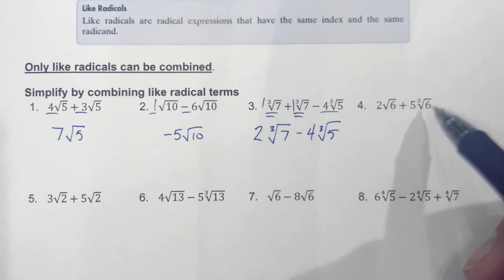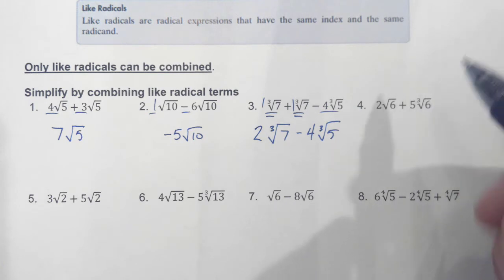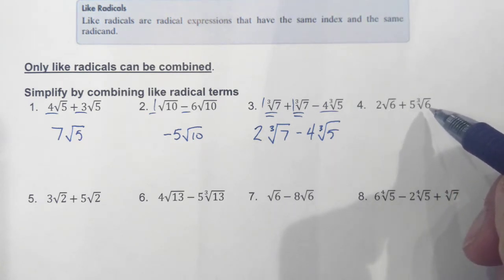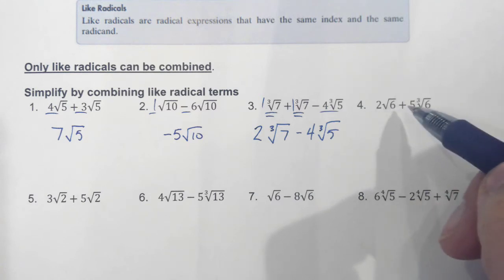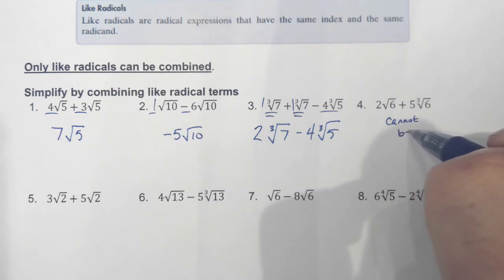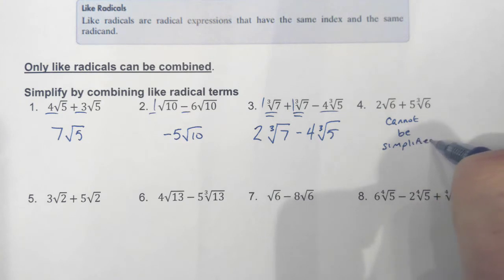On number 4, we have 2 square roots of 6 plus 5 cube roots of 6. So once again, the square root of 6 is different than the cube root of 6. So this is like a 2x plus 5y. We could not put those together, so this one can't go together either. So you just say cannot be simplified further, or already simplified, or something to that effect.